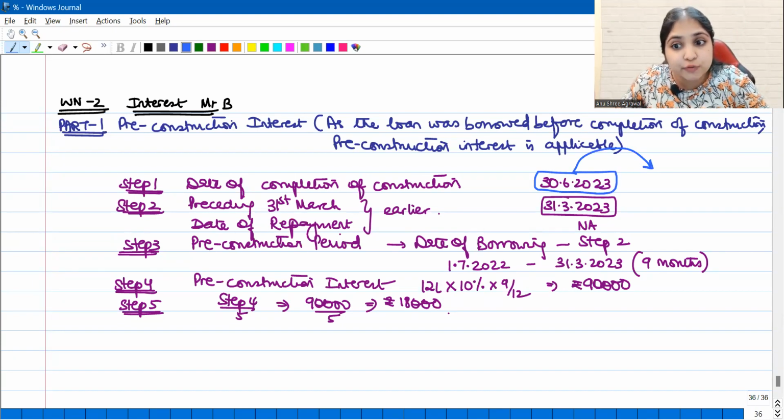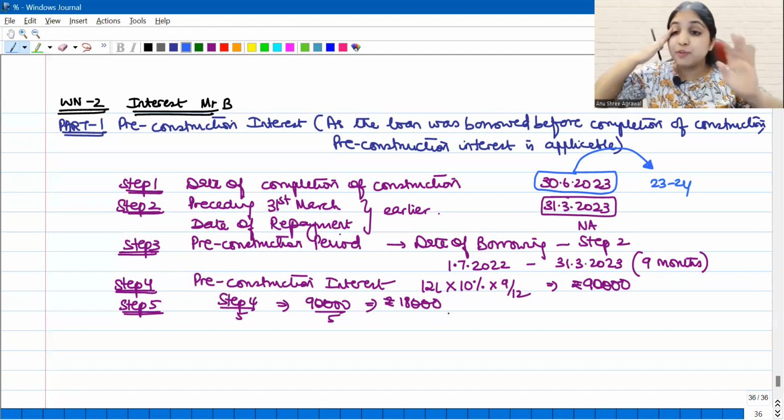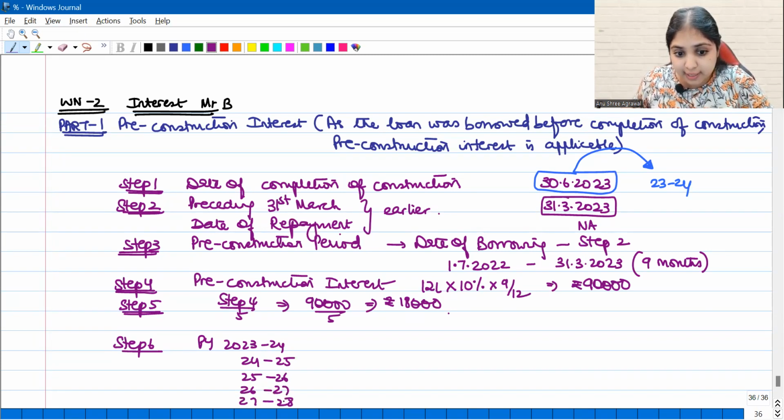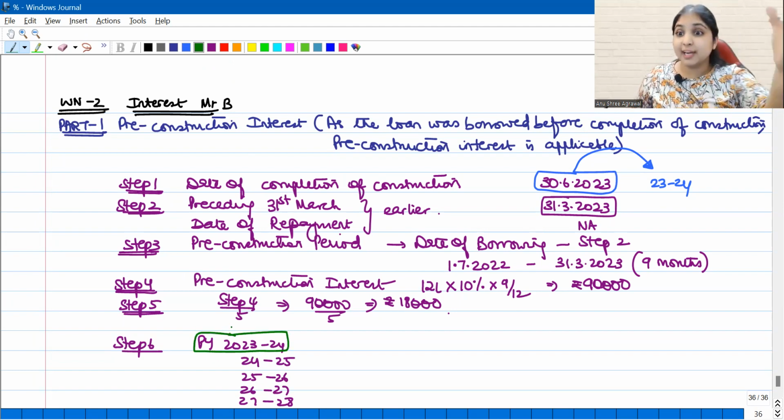30th June 2023. Which is which year? It's going to fall under the previous year, 23-24. So 23-24 onwards only for this particular house, IFHP, you will compute. Only once the house is ready, only then you can compute IFHP. So 23-24 onwards for 5 years, you will get this deduction. So step six, list the 5 years, guys. Previous year 23-24, 24-25, 25-26, 26-27, and 27-28. Our current year is 23-24, which is definitely falling under this list. Therefore, current year, we will get pre-construction interest. How much? 18,000. We will get pre-construction interest.